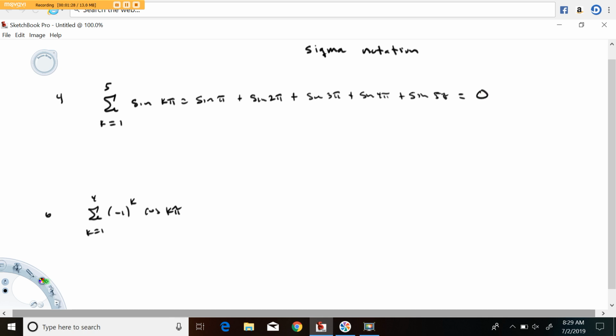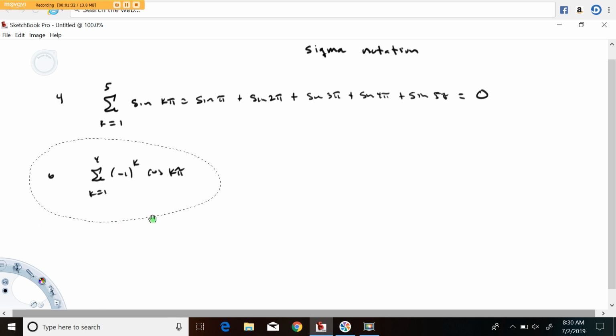This example at the bottom, I'm going to move up a little higher. It's a similar type of example. This reads the sum from k equals 1 to 4 of minus 1 to the k times cosine pi k. Let's see what we get when we work this out. You start by putting in the bottom of your index, k equals 1. So that's going to be negative 1 times cosine of pi.